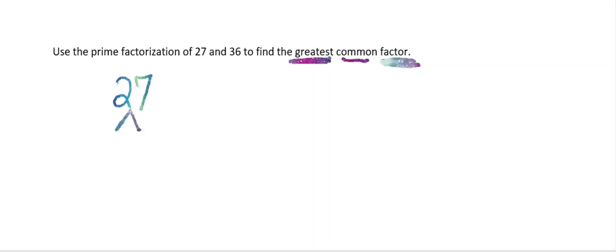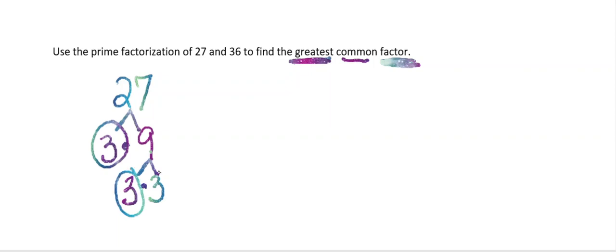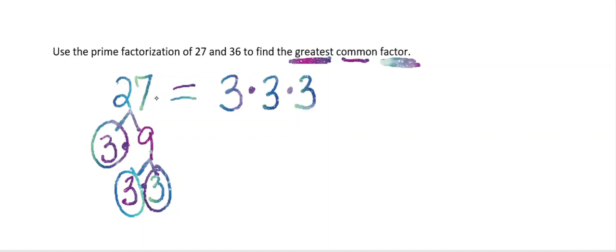So let's think, what divides into 27? 2 does not, but 3 does. 3 times what is 27? 3 times 9. 3 is a prime number. 9 is not, so I'm going to continue. 9 can be broken down as a product of 3 times 3. Again, 3 is a prime number. So I have now written 27 as a product of prime numbers. 3 times 3 times 3 would be the prime factorization of 27.